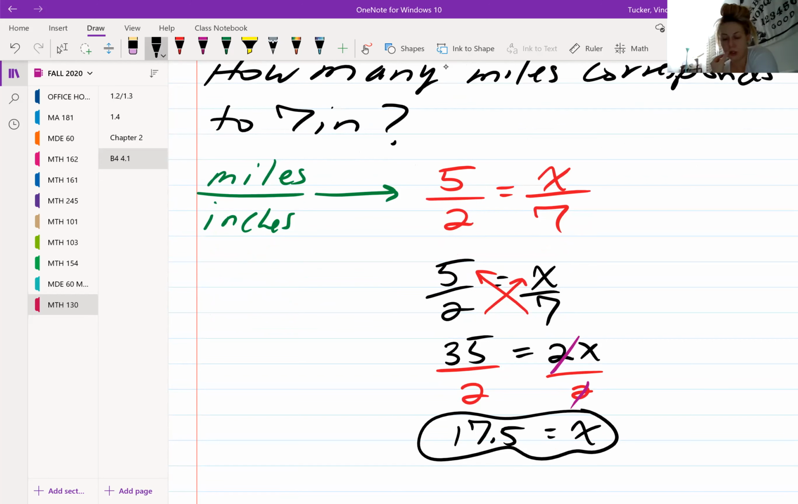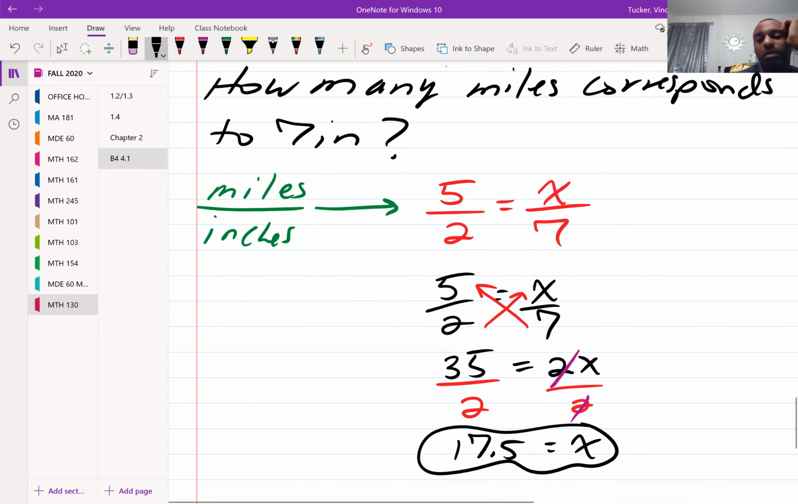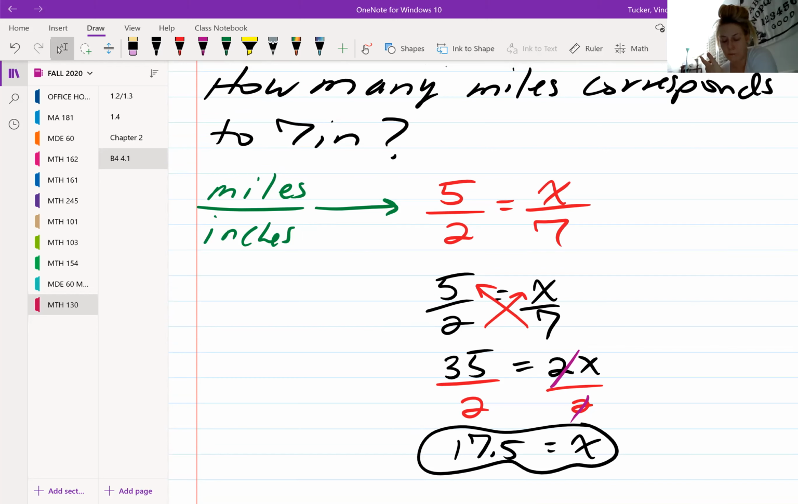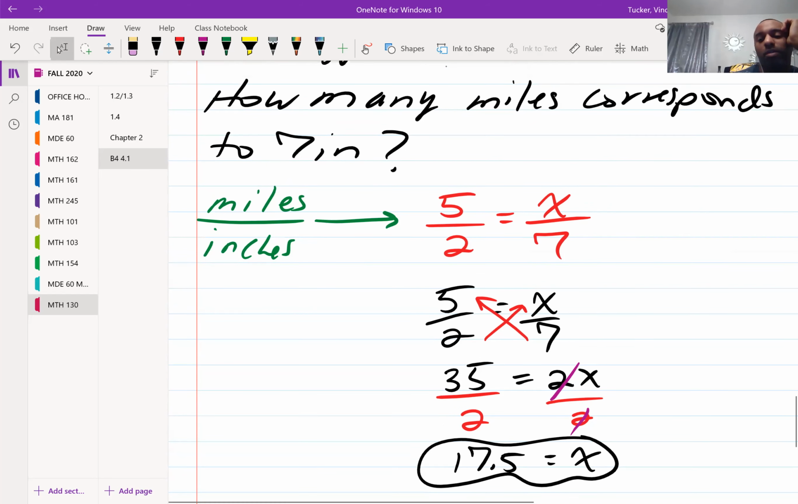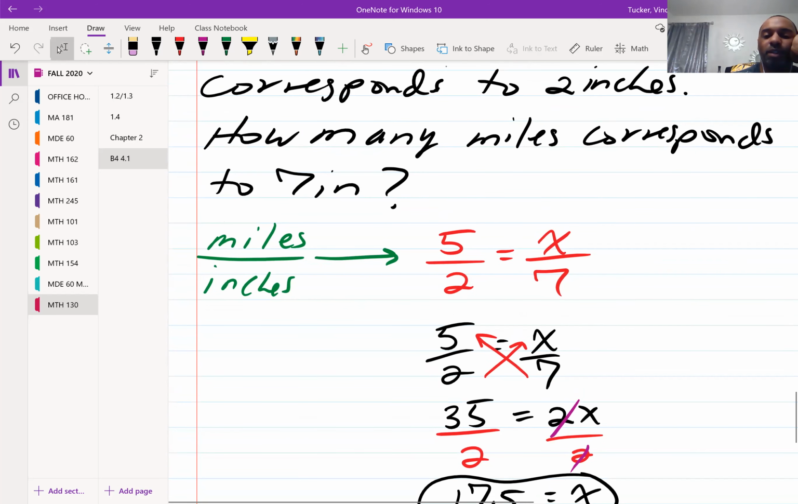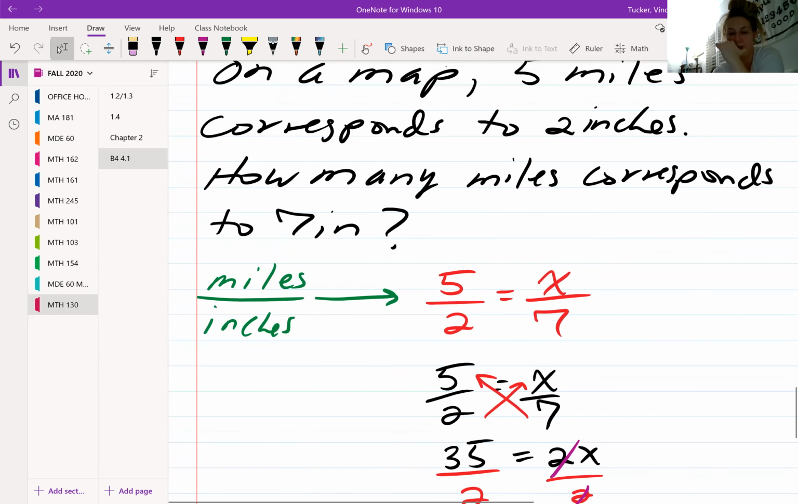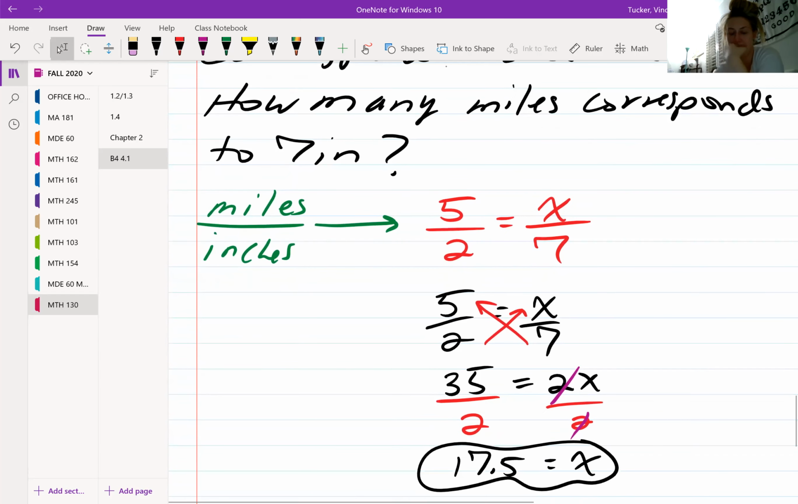Couldn't you also do like 5 times 3 plus 2.5? So 5 times 3. Hold on, you said 5 times 3? Yeah, so if 2 inches equals 5 miles and 1 inch is 2.5 miles, so 5 times 3 plus 2.5. Oh, okay, I see where you're going. Yep. You want to break it down that way.